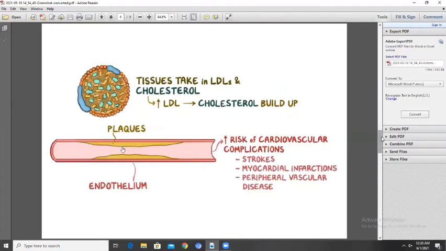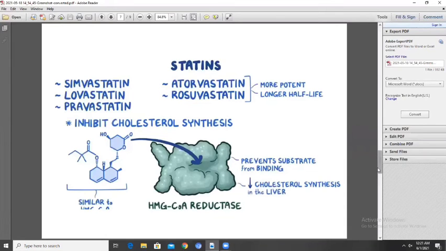Cholesterol is released in the blood. Whenever there is more cholesterol in the body, it accumulates in the vessels, for example in the aorta, the right coronary artery, and the left coronary artery, which leads to stroke or heart attack. This can only be resolved by doing angioplasty.